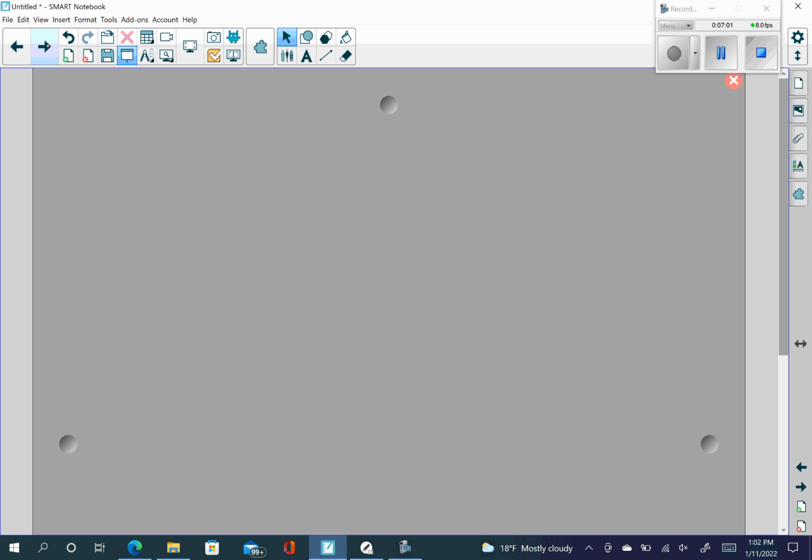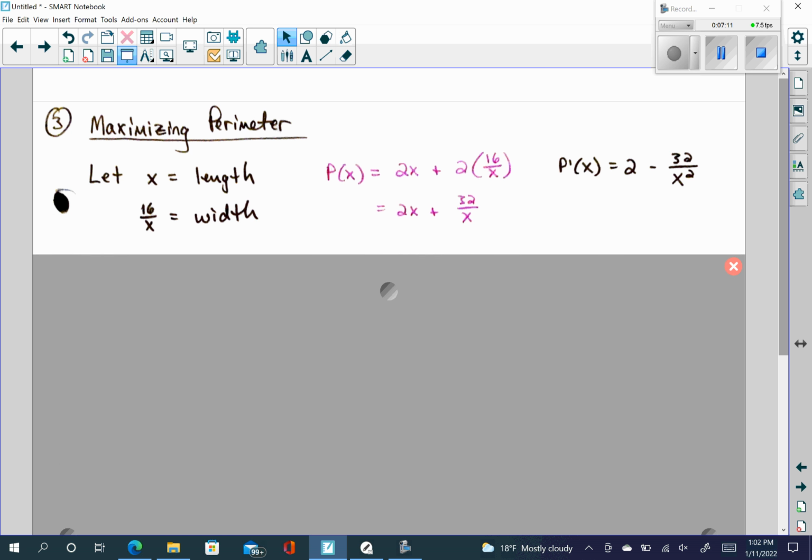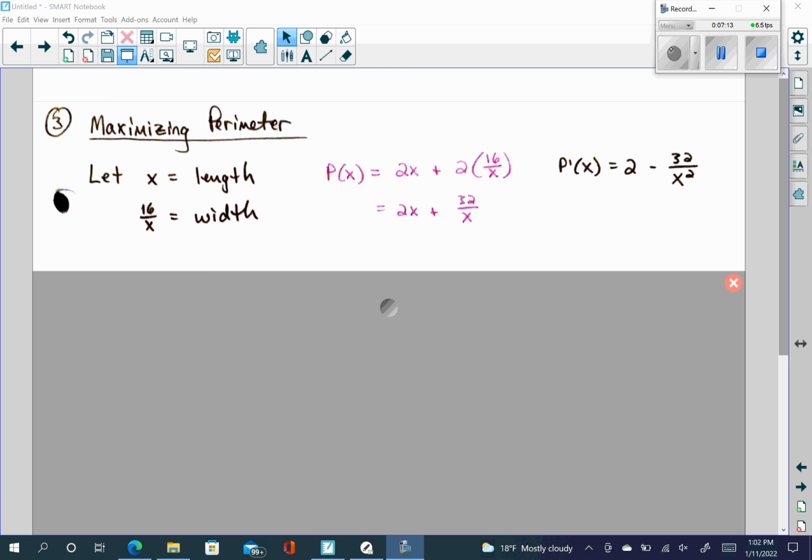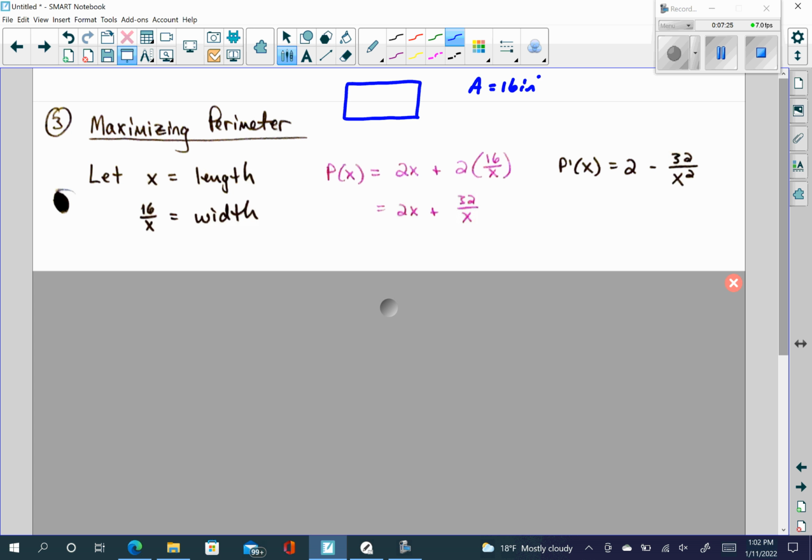All right, for question 3, we are minimizing perimeter. We're asked, what is the smallest perimeter possible for a rectangle whose area is 16 square inches, and what are the dimensions? So we're trying to minimize perimeter, but we're given area. So if we draw a rectangle, and we know the area is 16 square inches, and area is equal to base times height, or we could call it x times y. And we know that 16 is equal to x times y.